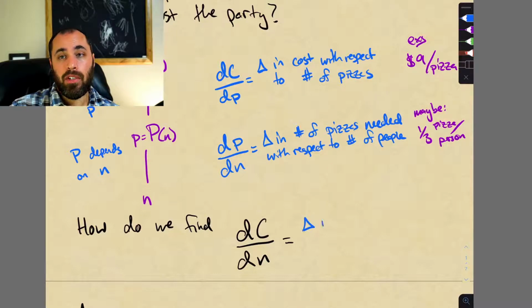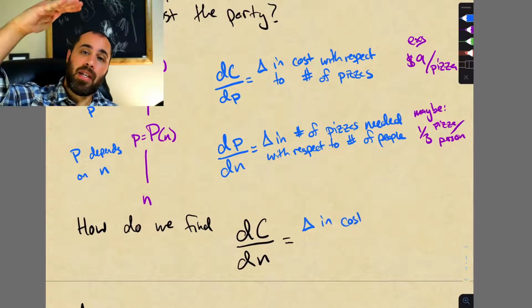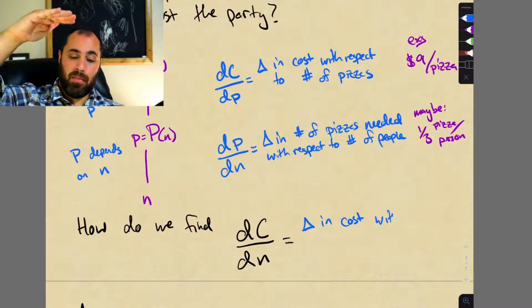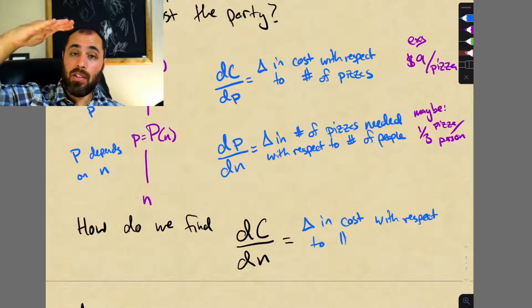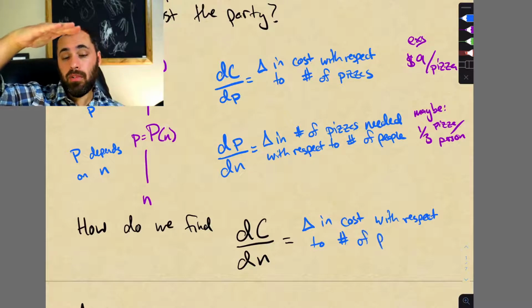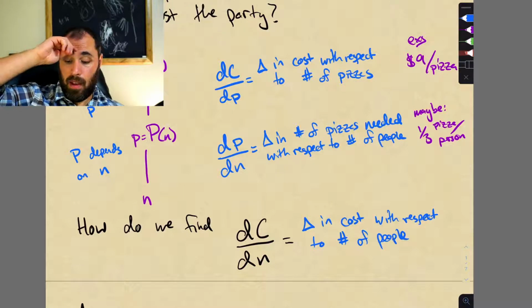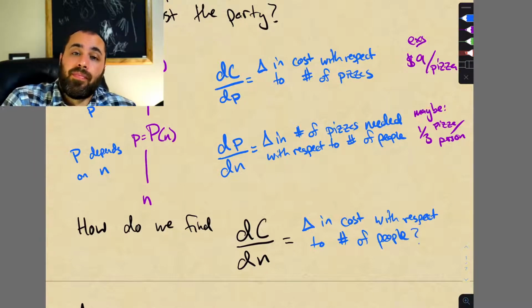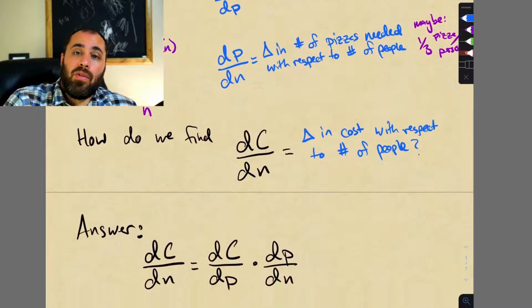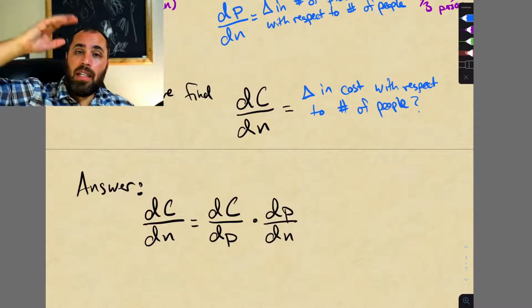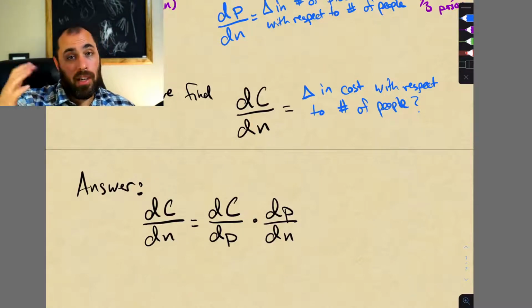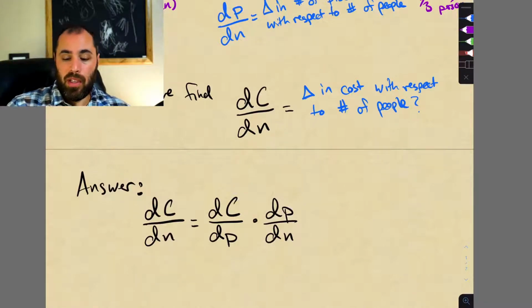But then the third rate of change could be how the very top of the tower depends on the very bottom, because ultimately C does depend on N. So how does the cost change as the number of people changes? And to track this rate of change, this dependence, down the tower, or down the chain of dependence, we use what's called the chain rule.